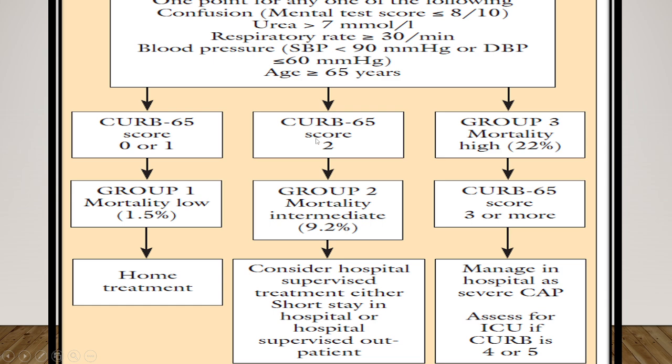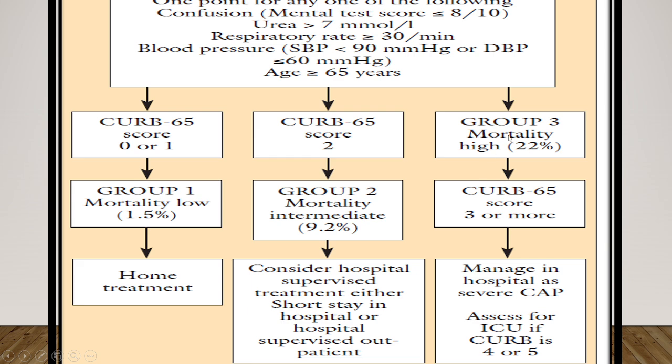Now come to the scoring system when it comes to 2. This means when you have, for example, confusion or urea or respiratory rate more than 30, like in 5 of these, you have 2 positive findings. At that time, the score is 2. In scoring 2, the mortality rate is intermediate, 9.2%. So at that time, you consider hospital supervised treatment, either a short stay in hospital or hospital supervised but outpatient treatment.